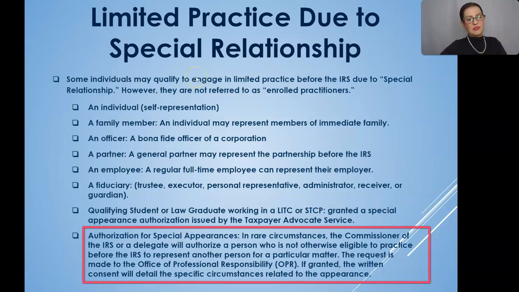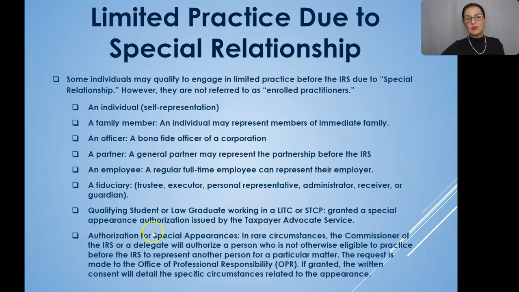It wasn't something that I had specific experience with, but I wanted you to understand how that might work. Authorization for special appearances is a pretty rare thing. The request has to go through the IRS. They have to grant that request. And then the written consent will detail the specific circumstances related to the appearance. Okay, so these are examples of limited practice due to special relationship, not due to licensing.